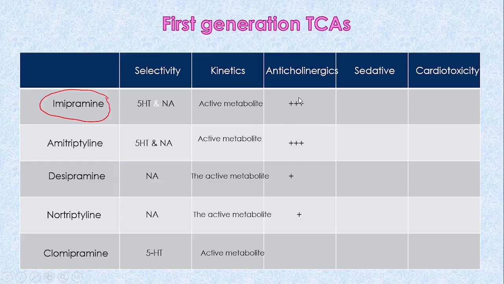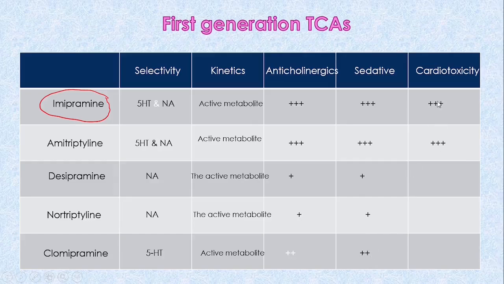Imipramine, first generation, the prodrugs, whether it is imipramine or amitriptyline, while their active metabolites have a weak anticholinergic effect. Clomipramine has a moderate anticholinergic effect. The same thing for the sedative effect. The prodrugs have a strong sedative effect, while their metabolites have a weak sedative effect. Clomipramine has a moderate sedative effect.